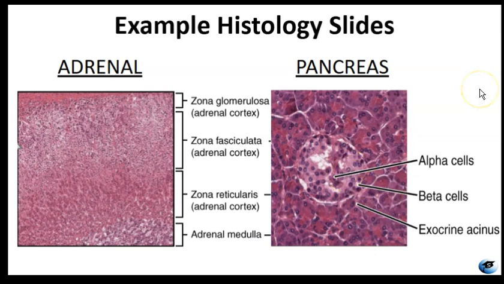A helpful mnemonic to use for this is BIGA, B-I-G-A. Beta equals insulin. Glucagon equals alpha.